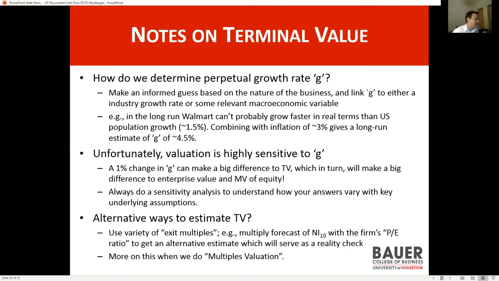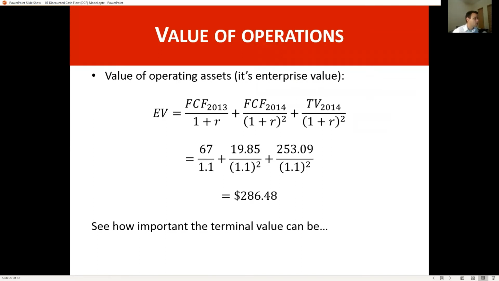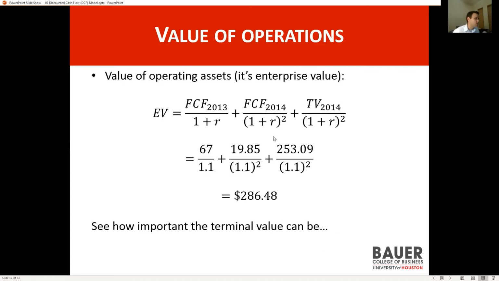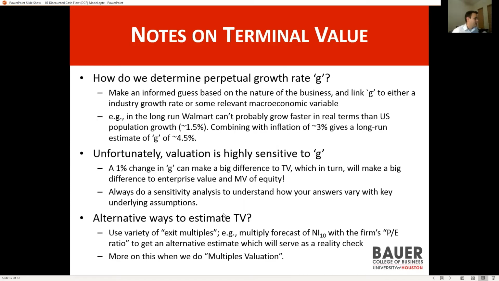Another approach is to estimate the terminal value in multiple ways. What we've done is estimate the terminal value as a growing perpetuity. Right here, this is the growing perpetuity formula. There are other ways to try to get at it. One thing we'll talk about towards the very end of class is valuation using multiples. Again, keep this in the back of your head. We'll come back to it.